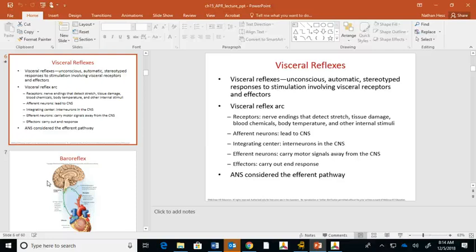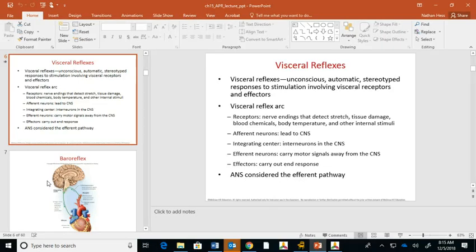So these reflexes have this arc, which you already learned. We've already talked about this. This arc of a receptor that detects something. And in the visceral sense, we're talking about it detecting stretch of a blood vessel, or tissue damage, or blood chemicals being out of whack, or body temperature being too high or too low. This is the stimulus that causes this reflex. That afferent neuron then takes it up to the central nervous system. There's an integrating center, there's interneurons in the central nervous system that then send a response down the effector neurons.